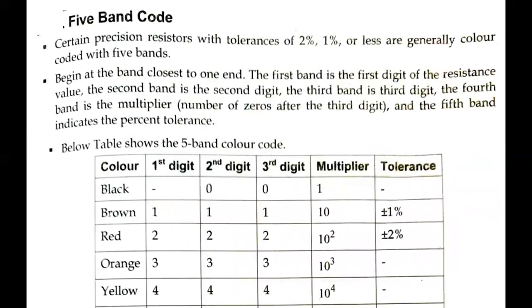Next, 5-band code. Certain precision resistors with tolerance of 2%, 1% or lesser are generally color coded with 5 bands. Begin with the band closest to one end. The first band is the first digit. Second band is the second digit. Third band is the third digit. Fourth band is the multiplier. And fifth band is the percentage of tolerance.